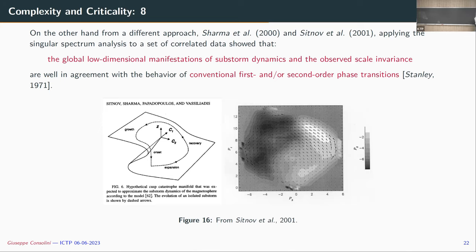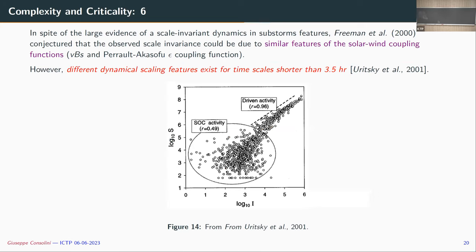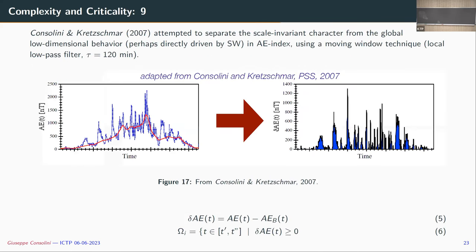And in terms of transition theory, this is a first order transition. While there are some features, like the ones I have shown you before, and also this one, related to a second order phase transition. So we have two processes that are joining during substorms.